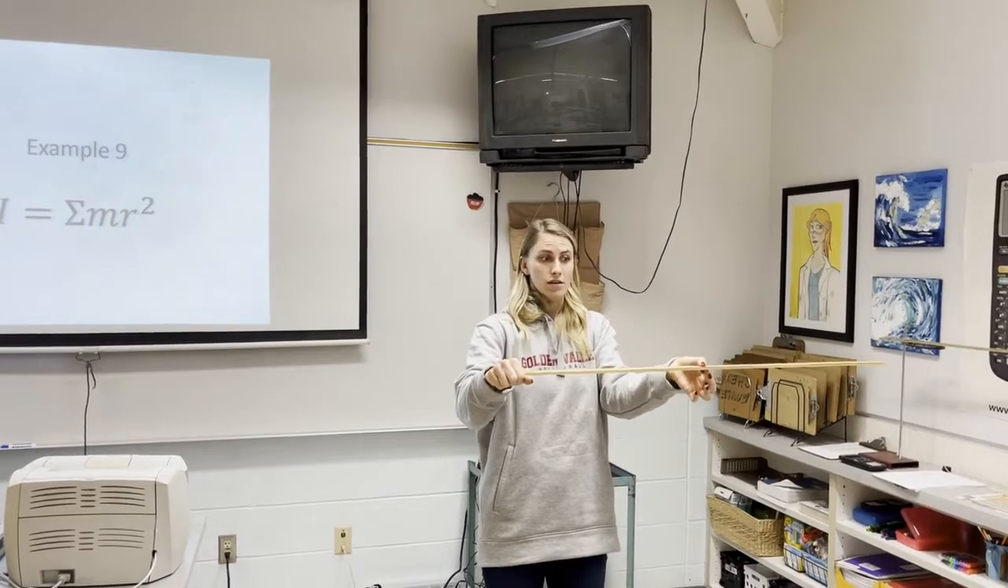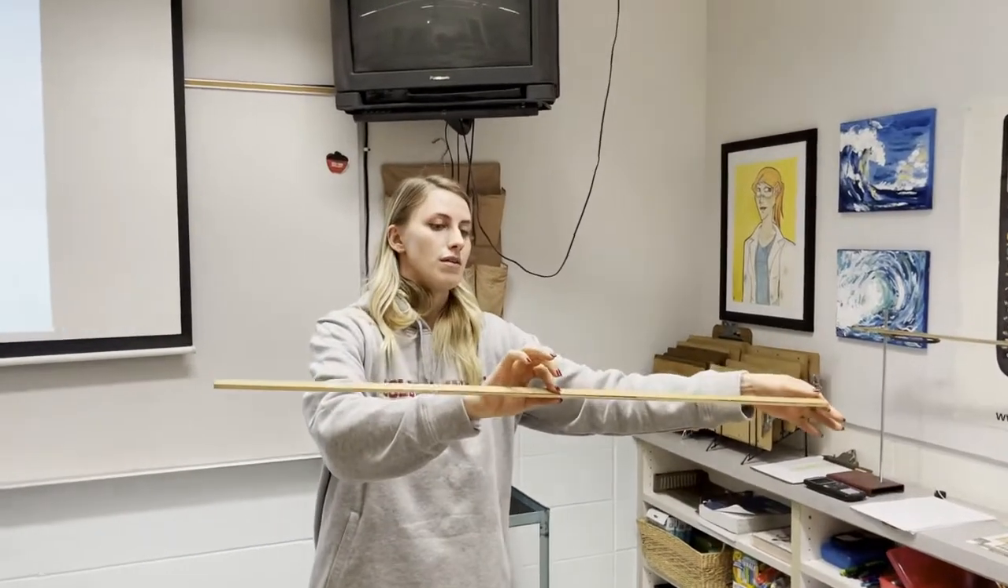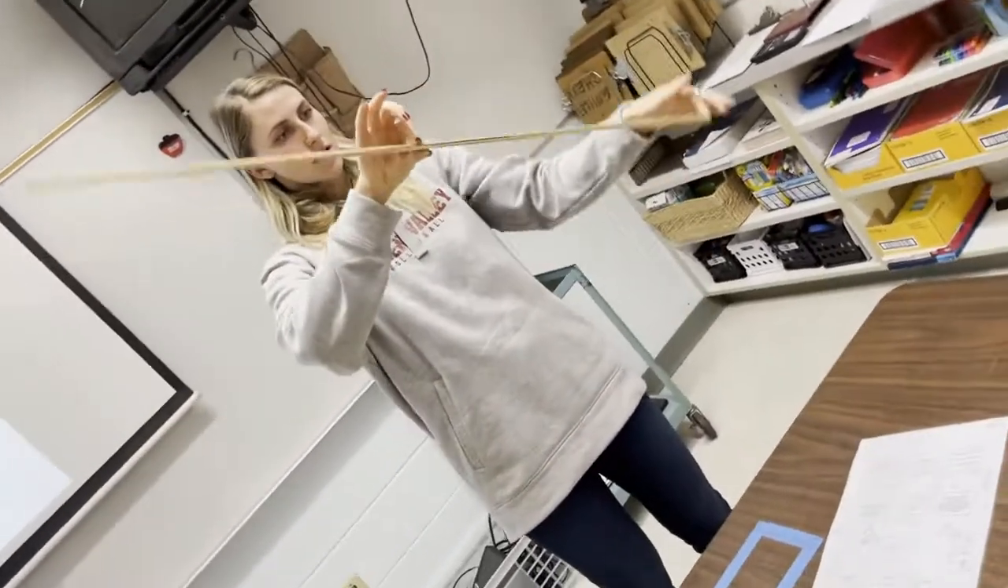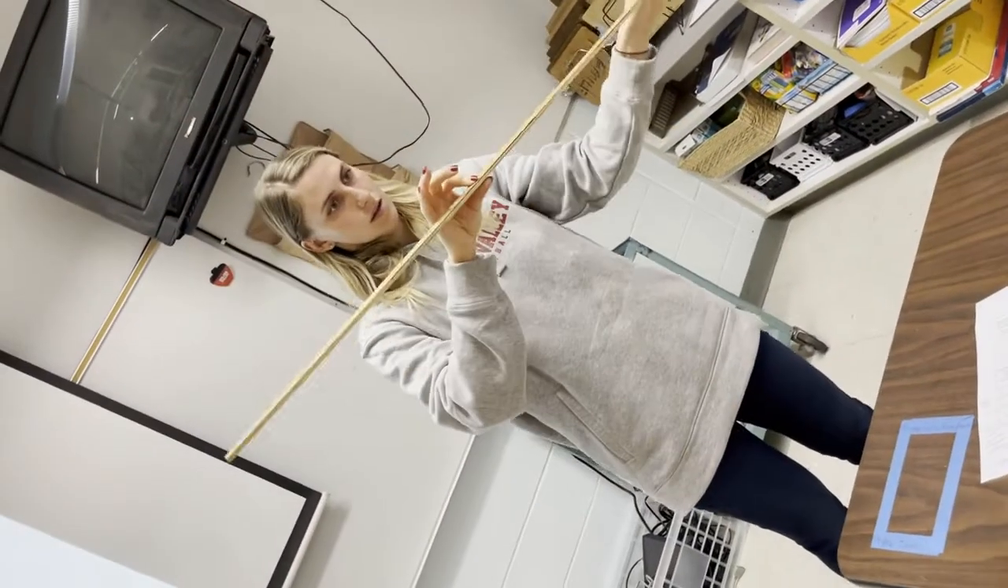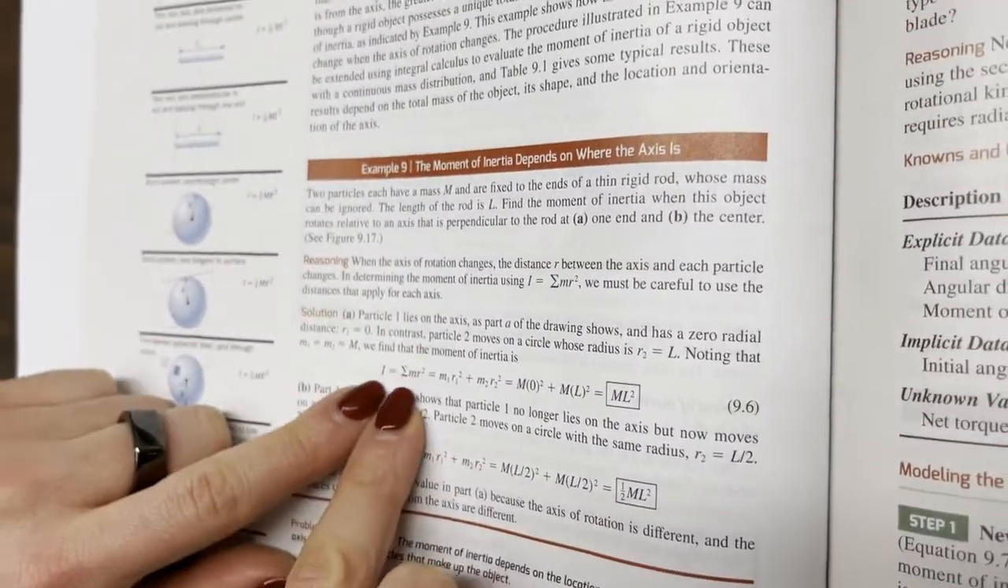One's on the end, and it's still on the end. Your axis of rotation is in the center, and then you spin it. So how does the book explain the answer to this? Should I just talk about the words, or do the math here?